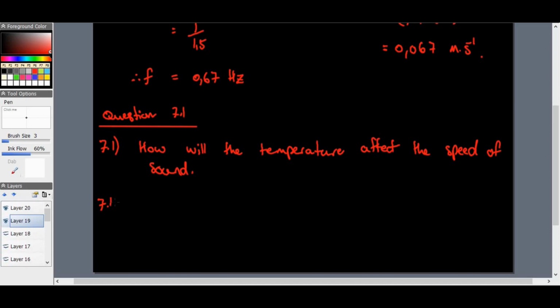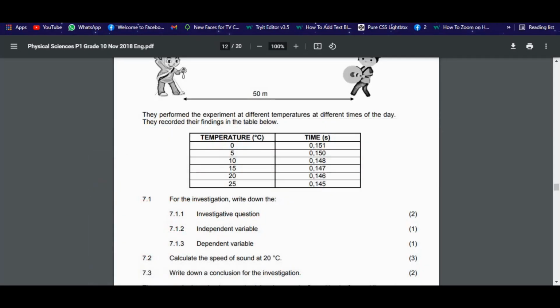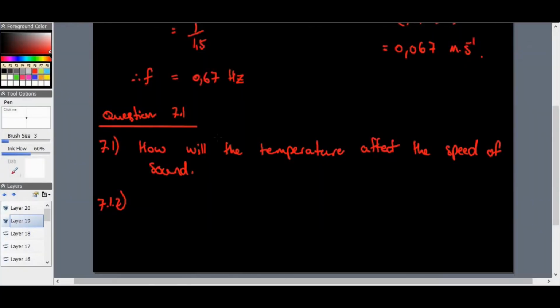Okay, 7.1.2 says the independent variable, and 7.1.3 would be the dependent variable. Well, the independent variable is definitely temperature. Temperature is independent of anything. It really is. There's no factor in the experiment that's going to affect it. It's going to increase as the day goes along. Even if it's a cold winter's day, it's still going to increase. That's just how temperature works.